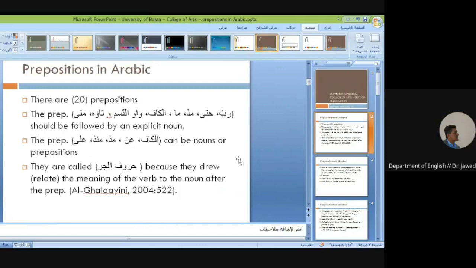Why are they called حروف الجر in Arabic? Because they relate the meaning of the verb to the noun after the preposition. Or the noun after the preposition is in the genitive case. That is to say, it is majroor by this preposition. Let us move.